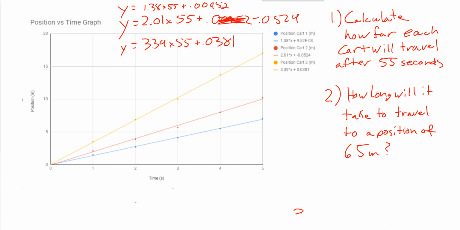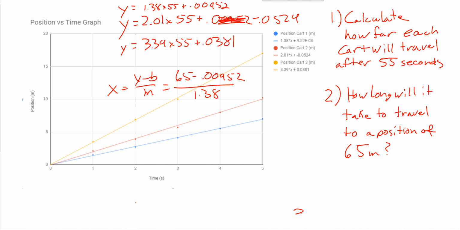And then for question number 2, how long will it take for each cart to travel? So we manipulate for x. X is y minus b over m. So for each car, if it was car number 1, we would have 65 minus 0.00952 divided by 1.38, and the others would follow suit with their appropriate numbers. Just plugging in. Everybody okay with that one?